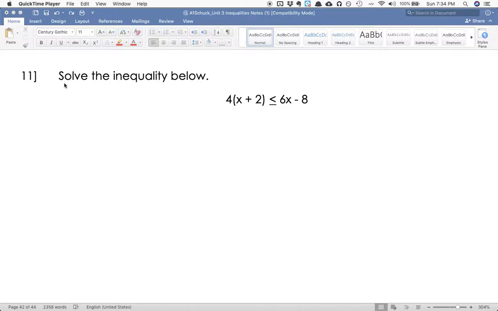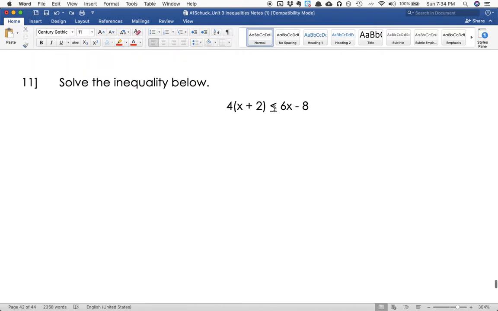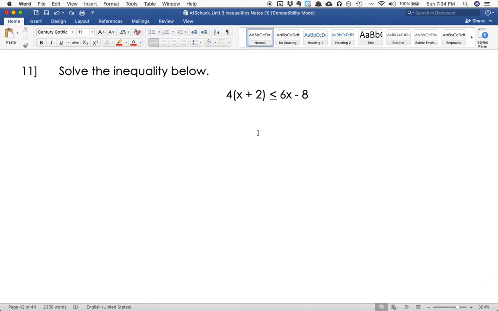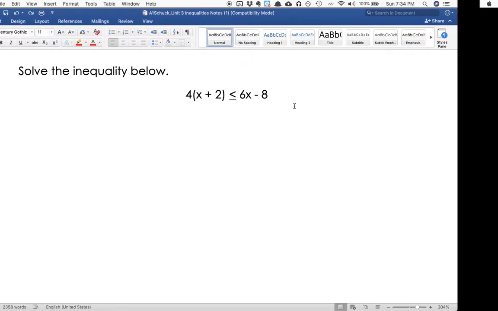All right, question 11, getting on to the short response here. We've got to solve this inequality below, and that's it. It doesn't ask us to graph it or interval notate it, but we might as well. I might just throw that in there at the end just to see. 4(x plus 2) less than or equal to 6x minus 8.